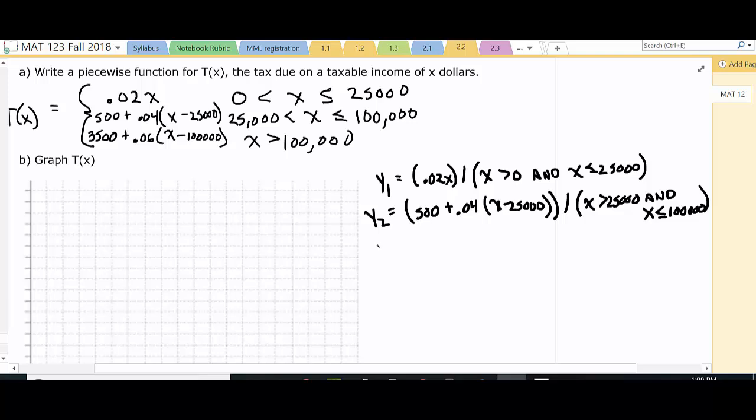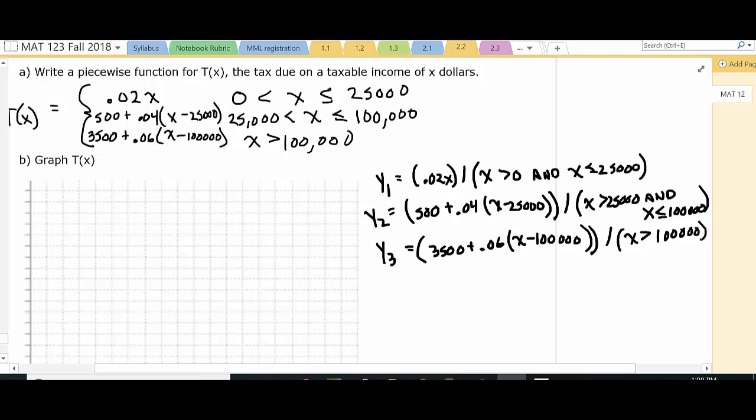And then the last one's a little easier. What you do in Y3 is you go parentheses 3,500 plus 0.06, x minus 100,000, then double up on the parenthesis, and then division symbol, x greater than 100,000. Okay, so I want to get that in, and I'll show you where that is, okay?